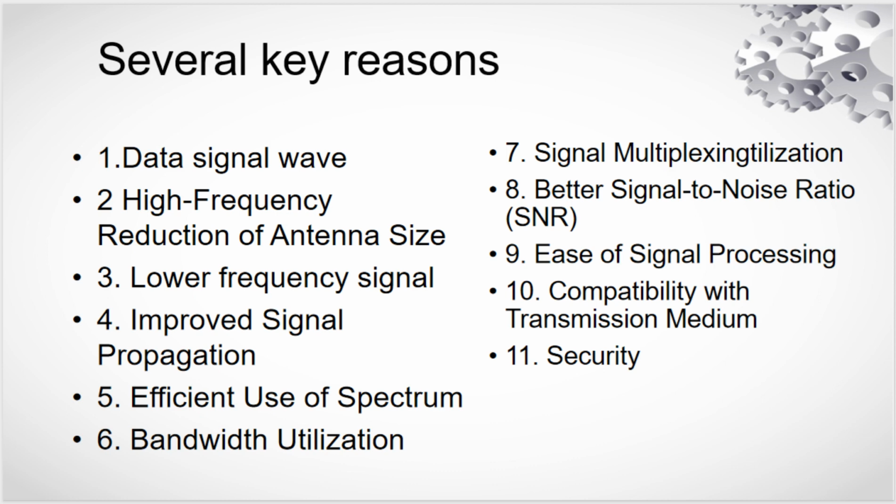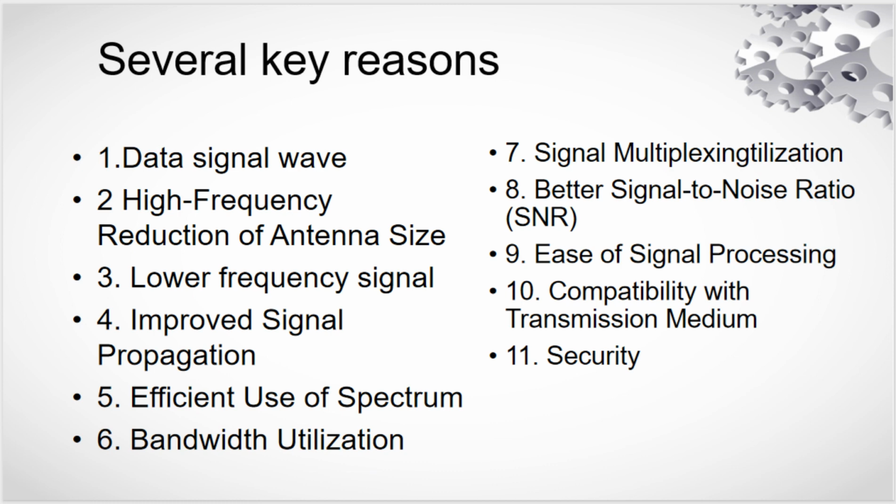Point number 5, efficient use of spectrum. Frequency allocation: different communication channels can be transmitted simultaneously without interference. By modulating them onto different carrier frequencies, this allows for efficient use of the available frequency spectrum. Multiplexing: modulation enables techniques such as frequency division multiplexing, where multiple signals are transmitted over different frequency bands on the same channel, increasing the channel capacity.